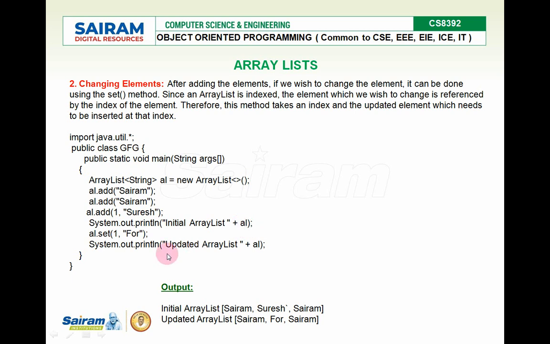I'm displaying that, and thereafter I'm changing or updating the value in that location. In the same location where I have Suresh, far will be added. After that, when I print it, it will be like this: Sairam, far instead of Suresh, and Sairam. So set is the method for updating or changing elements in the desired location. That is changing elements.